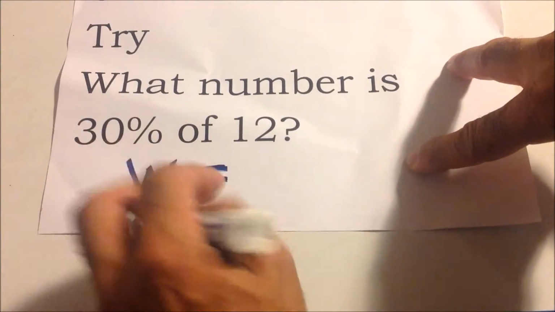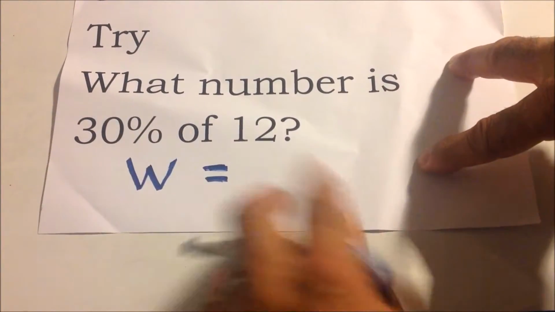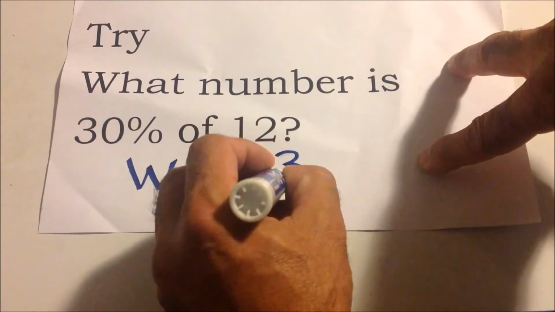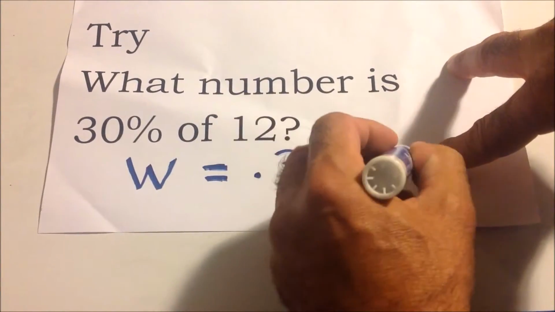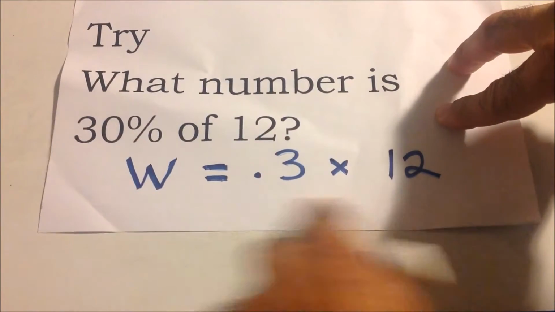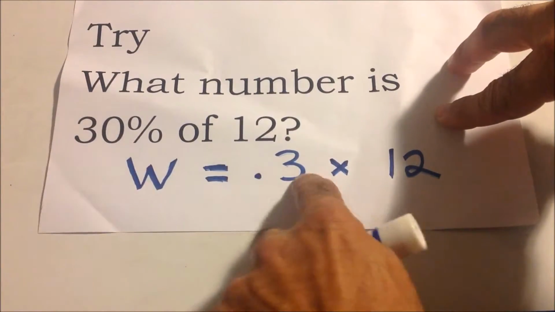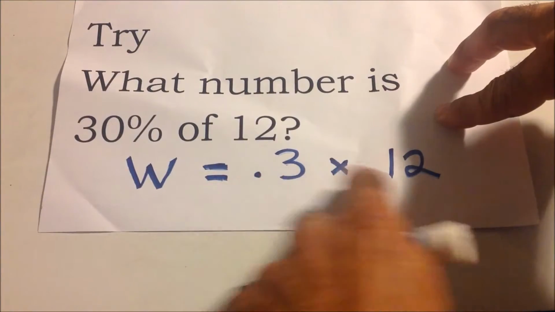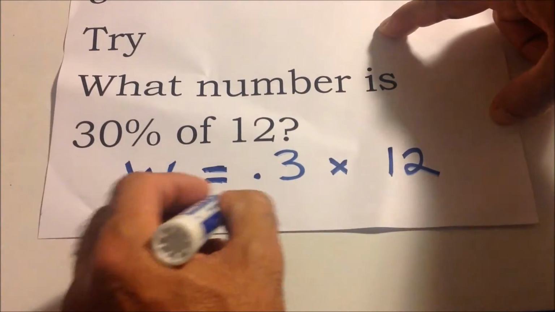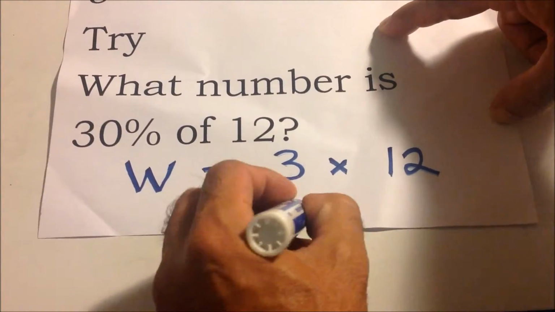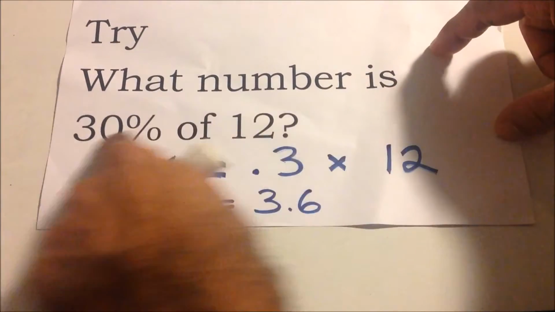Is. What does is mean? Equals. How do you translate 30%? 0.3 or 0.30, right? Of means times, and 12. We just translated. So W equals 0.3 times 12. So all you have to do is 0.3 times 12. Right? And W would be 3.6. So 3.6 is 30% of 12.